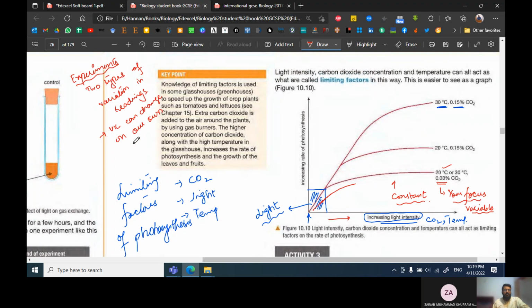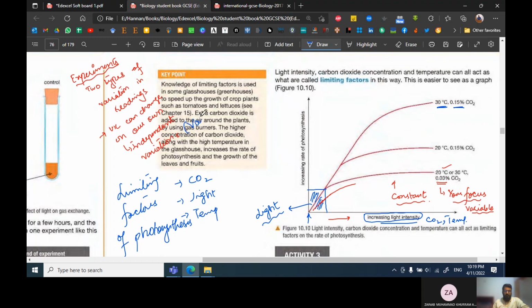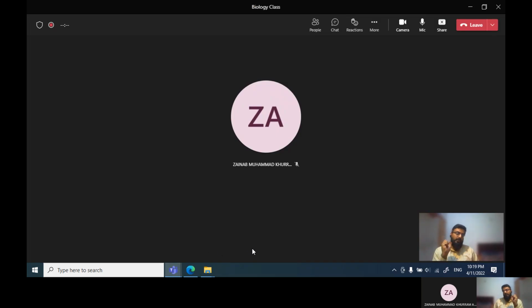Those readings are known as independent variations, and the factor that we are controlling is known as the independent variable. For example, if I am controlling the amount of carbon dioxide here, this amount is the independent variation, and that factor would be known as the independent variable because I am controlling the amount of carbon dioxide.